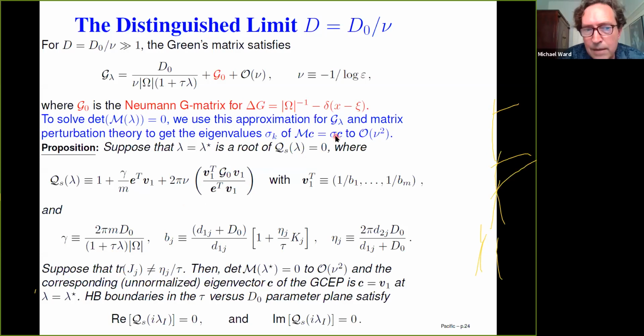So this is a great simplification and ends up being that a discrete eigenvalue, the linearization lambda star, is a root of this problem, QS, which involves the locations of the cells.